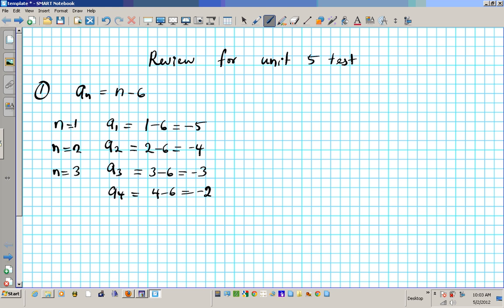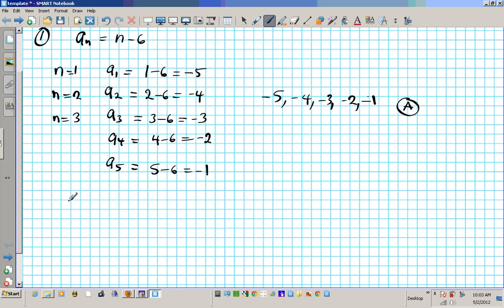You can see a pattern. It keeps decreasing by 1, right? I'm sorry, it keeps increasing by 1. And then A5, you can guess what A5 is. It's going to be negative 1. So your final answer is the sequence negative 5, negative 4, negative 3, negative 2, negative 1. That corresponds to letter A.